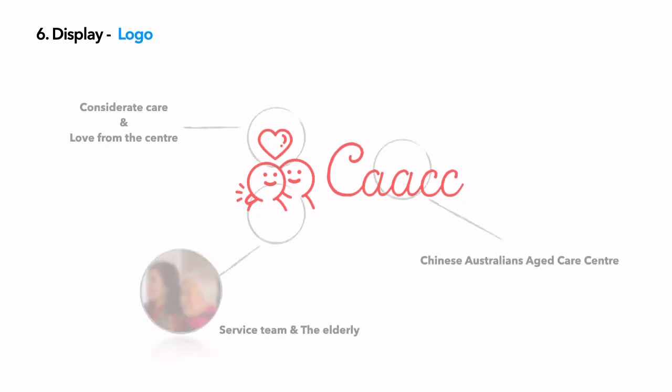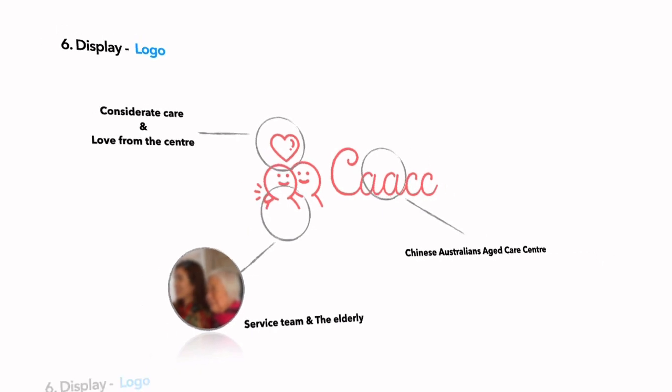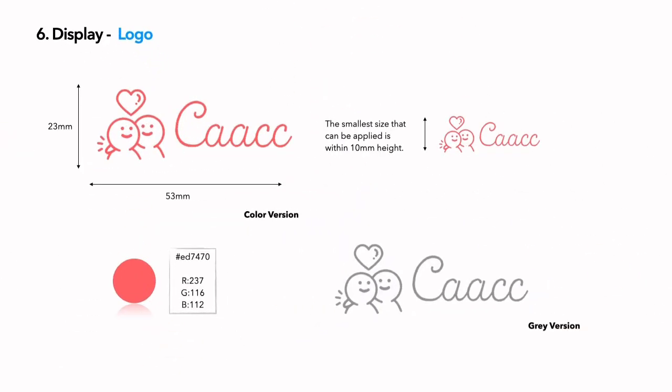First, I want to introduce the logo design of CAACC. It can be divided into two parts: the graphics and the text form. The graphic mainly represents the considerate care and love from our center, and the people I drew at the bottom represent the service team and the elderly. The color I chose for the logo is pink, which can represent love and enthusiasm.